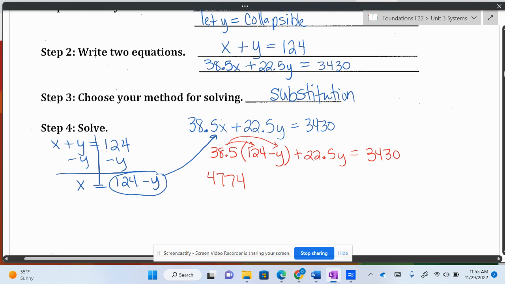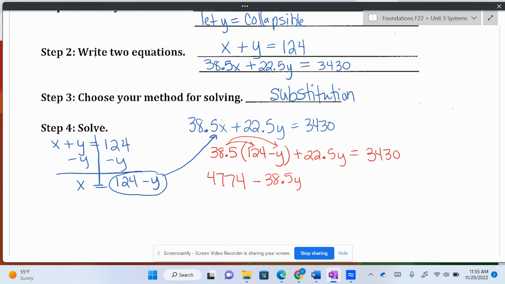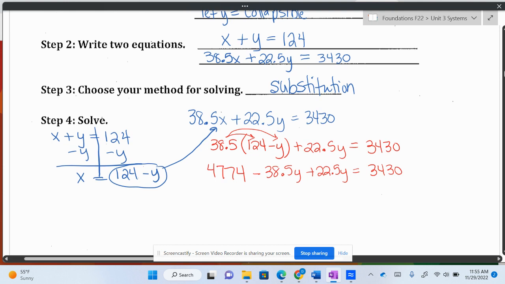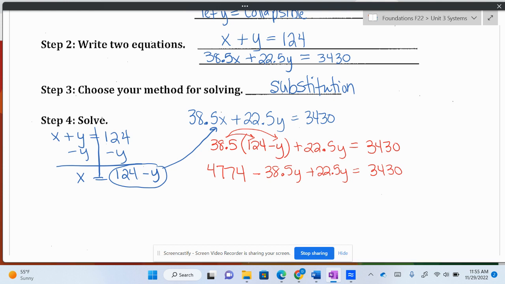And then I have to distribute over here minus 38.5y. Do you see 38.5 times a negative y makes that a negative 38.5y? Okay. Plus 22.5y equals 3430. What would you like to do next? There's no wrong answer. Well, there is a wrong answer. We can't divide yet until we combine like terms. Okay. So do you see any like terms that you can group together?